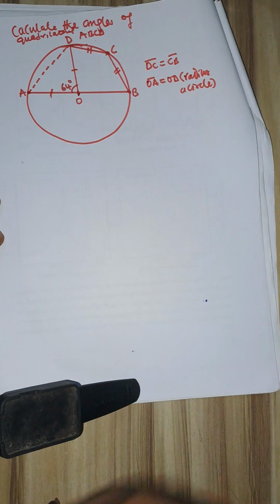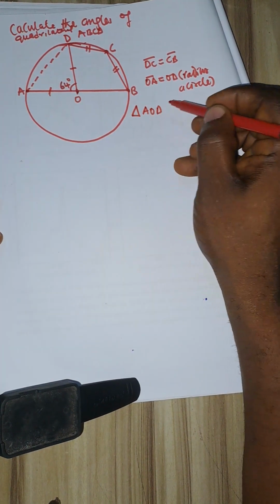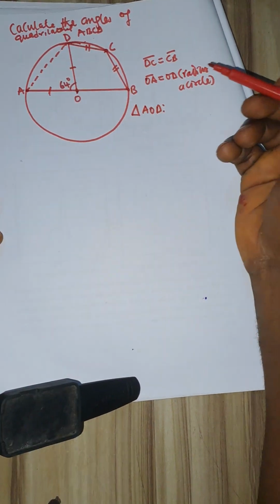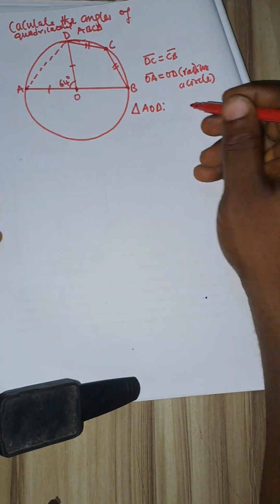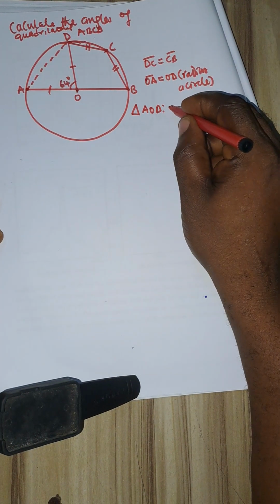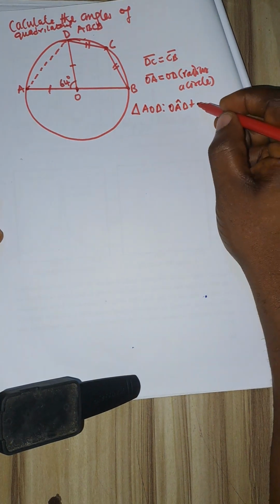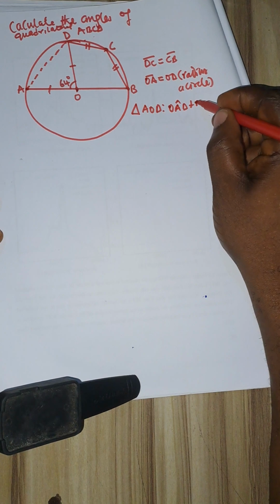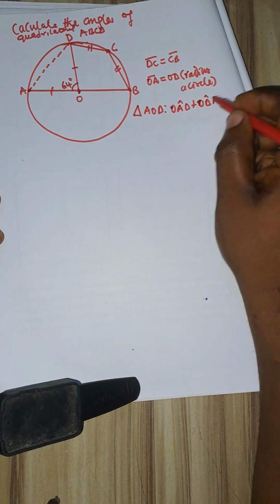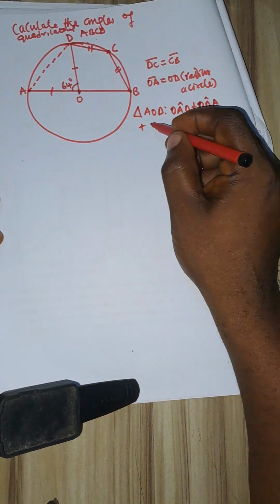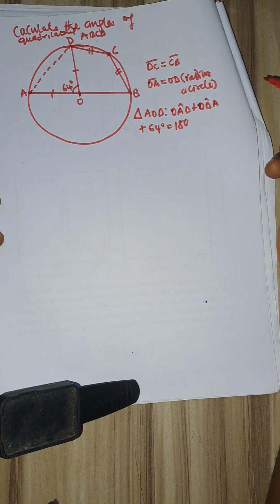Now, what we do is consider triangle AOD. Okay. It's an isosceles triangle. Therefore, its base angles are equal. What does that mean? OAD plus ODA plus 64 degrees will give us 180 degrees, the sum of the angles of a triangle, okay?